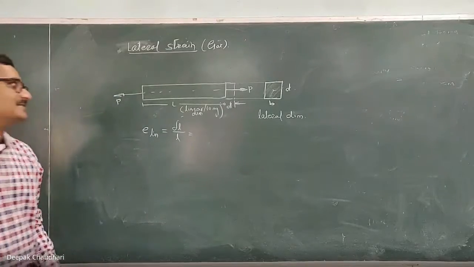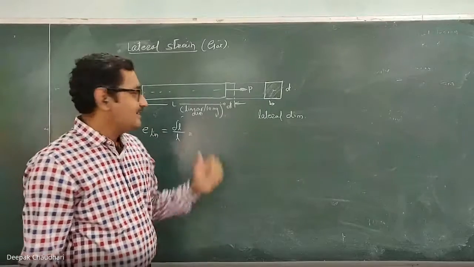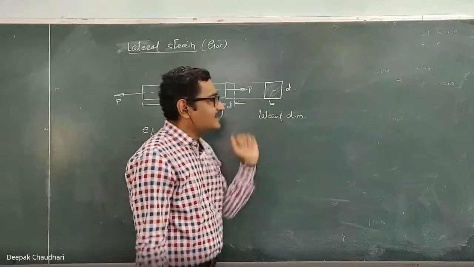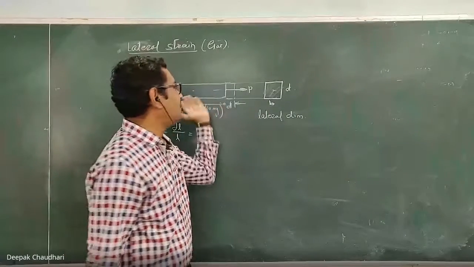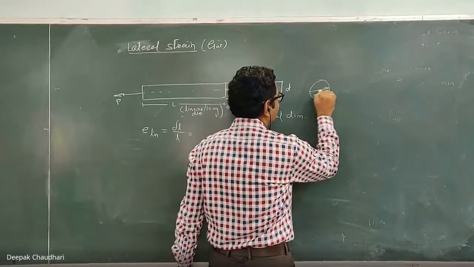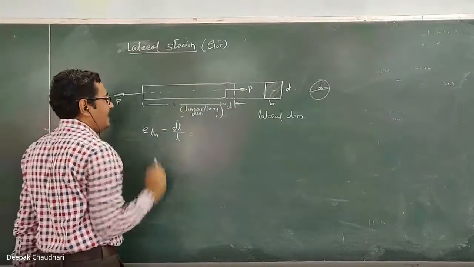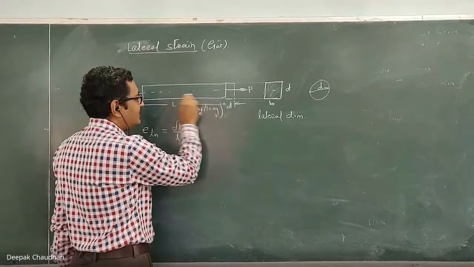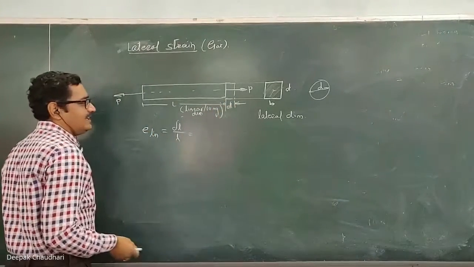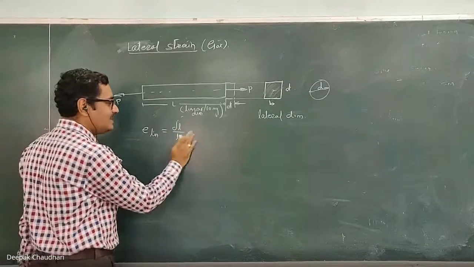First, let's make it clear what linear dimension and lateral dimension are. Linear or longitudinal dimensions are the dimensions along the applied force. Lateral dimensions are the dimensions perpendicular to the applied force. Here it is rectangular, so the lateral dimensions are B and D. If it were circular, then the diameter would be the lateral dimension. When we apply any axial force, the linear dimension changes because of it, and the change in linear dimension is delta L. So the linear strain is equal to delta L upon L.